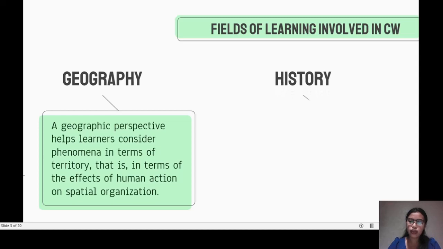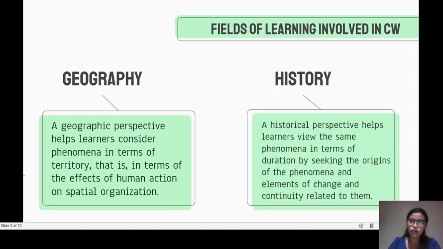So the next one is history. Of course, because CW is also somehow part of history, history will always be involved. A historical perspective helps learners view the same phenomena in terms of duration by seeking the origins of the said phenomena and elements of change and continuity related to them. So we will be learning CW in a historical manner.